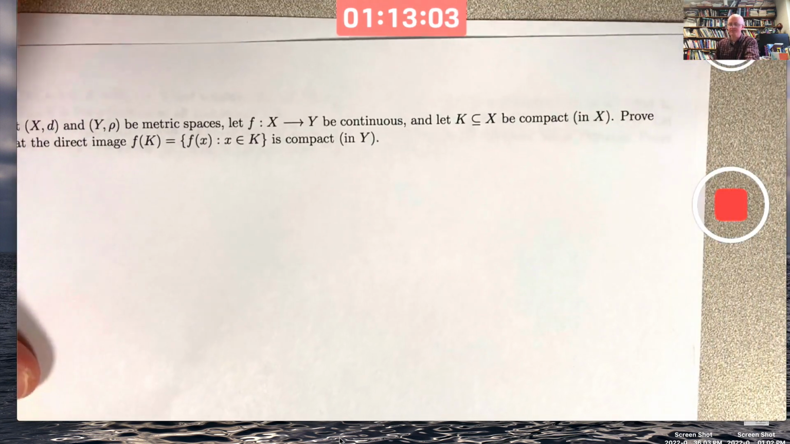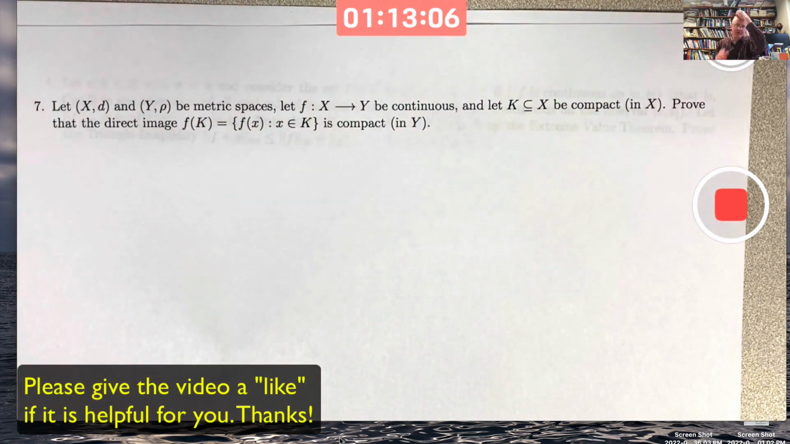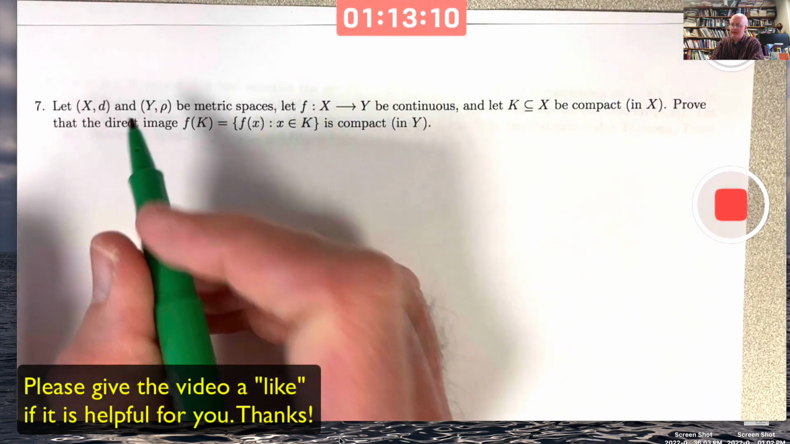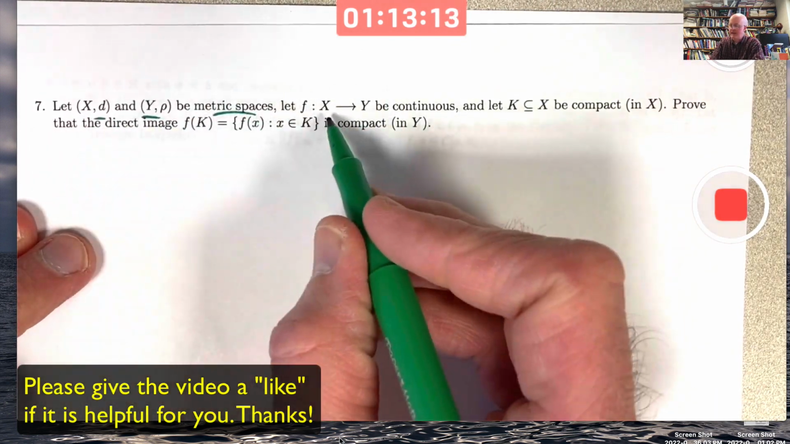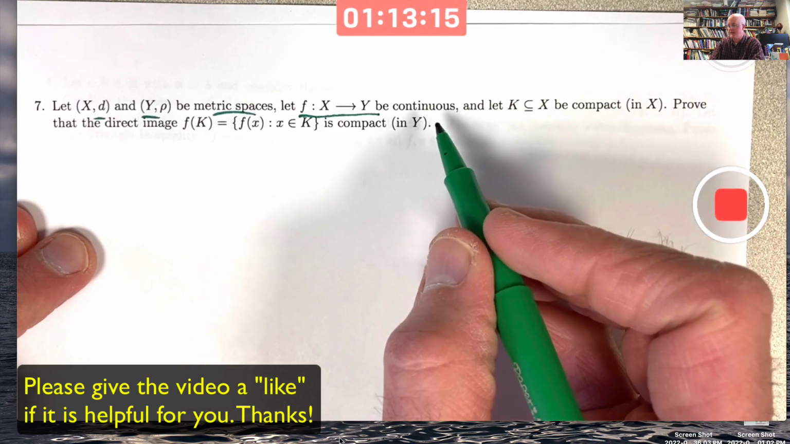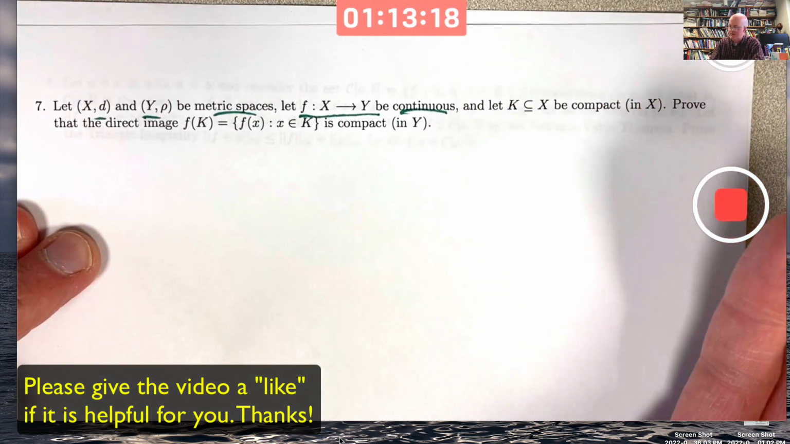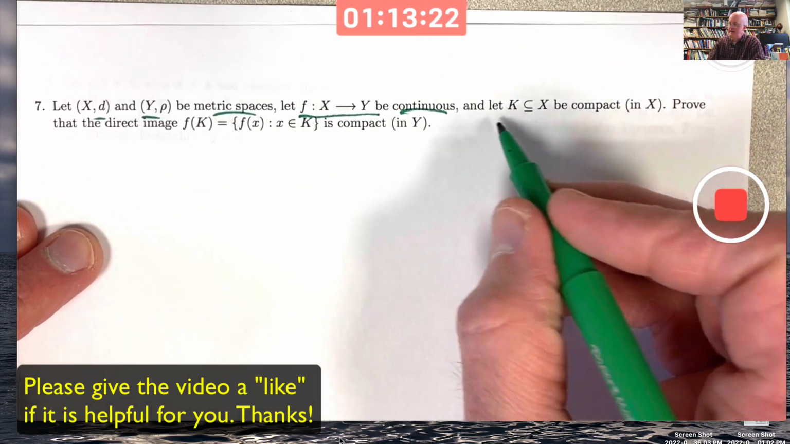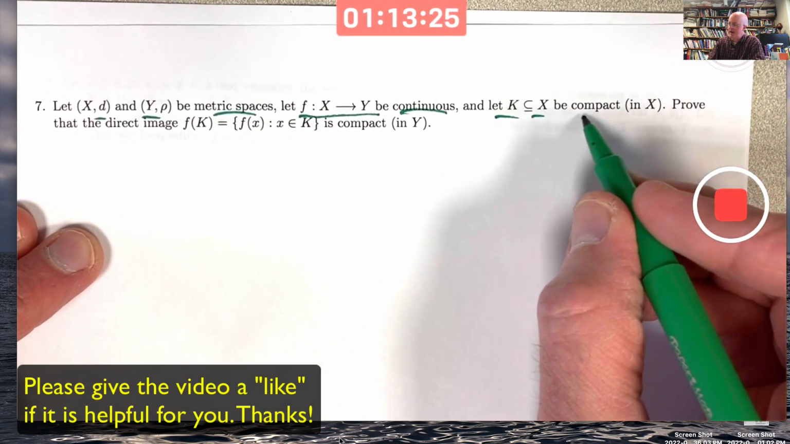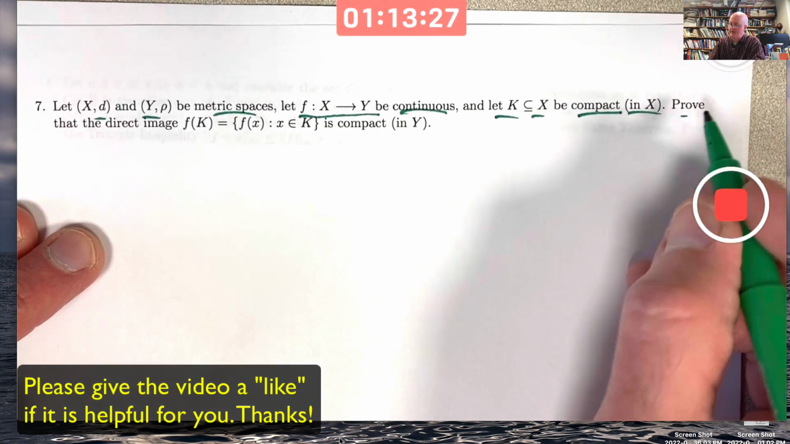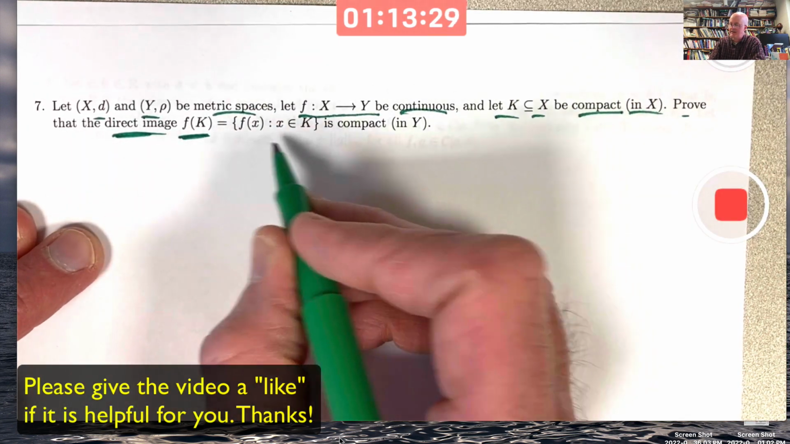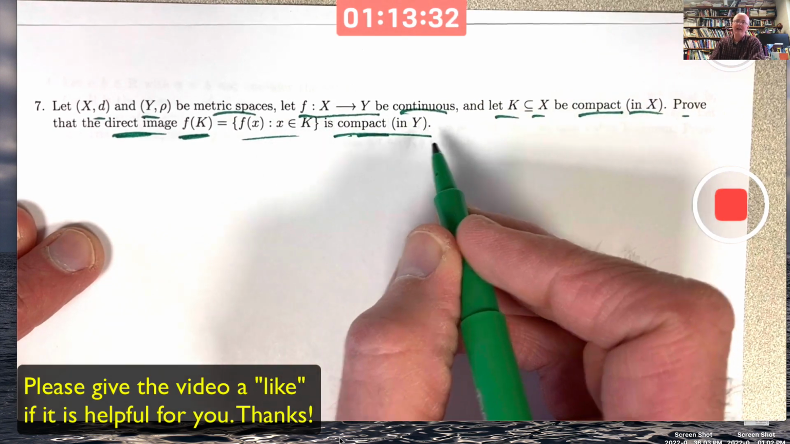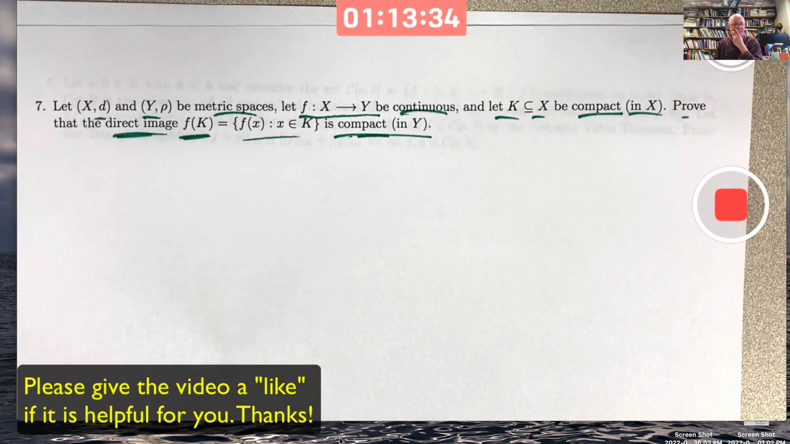An important problem. We are trying to focus on the most fundamental things here. Let (X, d) and (Y, rho) be metric spaces. Let f be a function from X to Y that's continuous on X, for all little x in capital X. Let K in capital X be compact in X. Prove its direct image, f of K, the set of all outputs, is compact in Y. I hinted at this fact earlier. It's a generalization of the extreme value theorem.